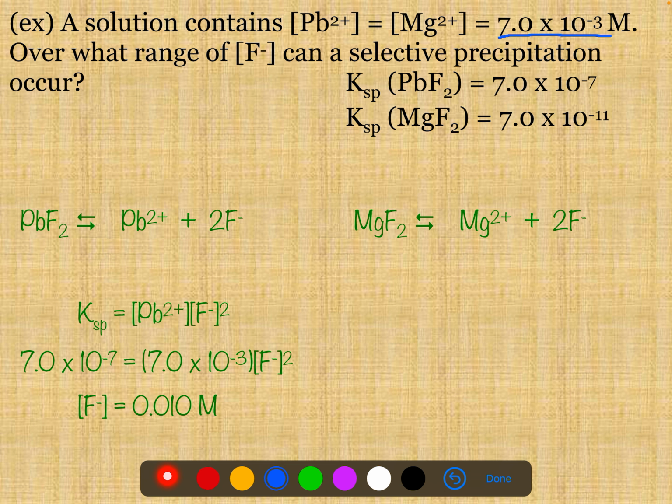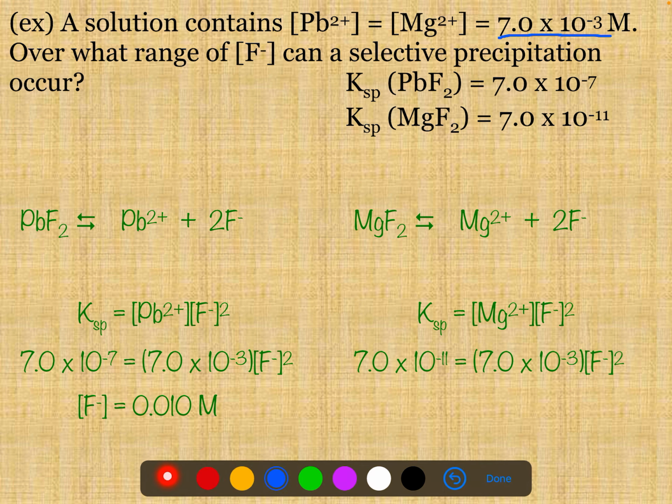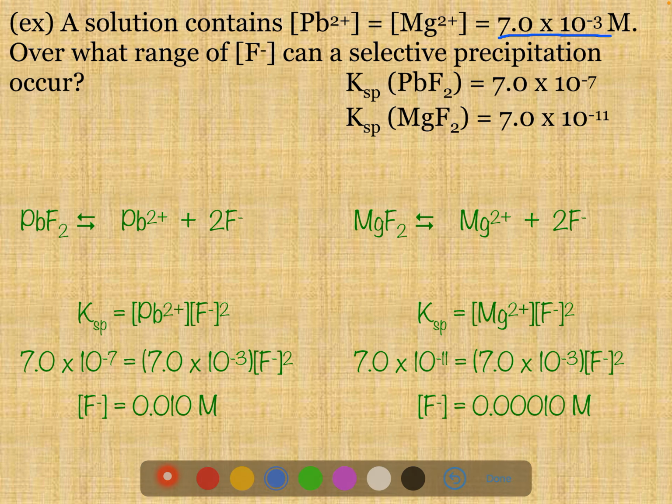We would do the same thing for the magnesium fluoride. So here's our KSP equation. Looks very similar. We would plug in the KSP for magnesium fluoride and the concentration for magnesium. Yet again, we would divide by the 7.0 times 10 to the third and then take the square root. And we would get fluoride's concentration for this to precipitate would have to be 0.00010 molar.